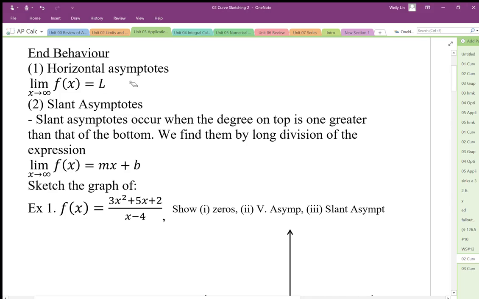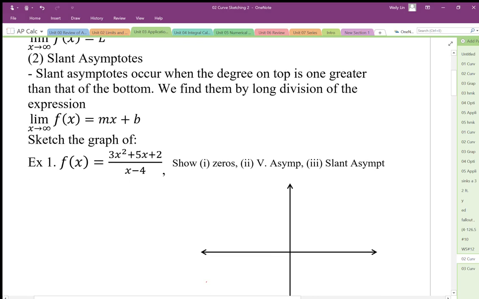That's a horizontal asymptote. Now slant asymptotes are also endpoint behavior, but they occur when the degree on top is 1 bigger than the degree on bottom. And what ends up happening is, as x goes to infinity, this graph will behave like a linear function. And we find that linear function through long division. Okay, so let's try this one out.